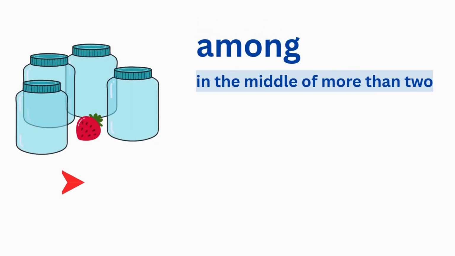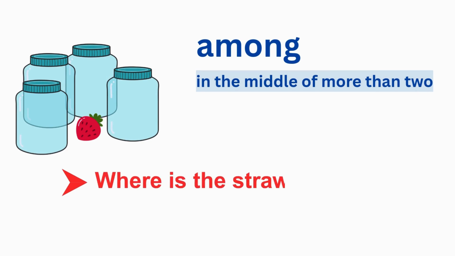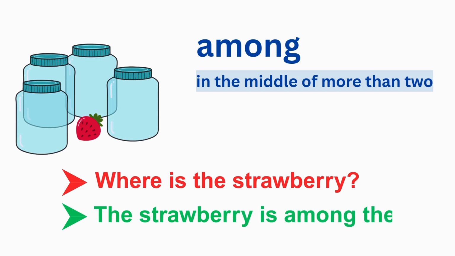Among, in the middle of more than two. Where is the strawberry? The strawberry is among the jars.